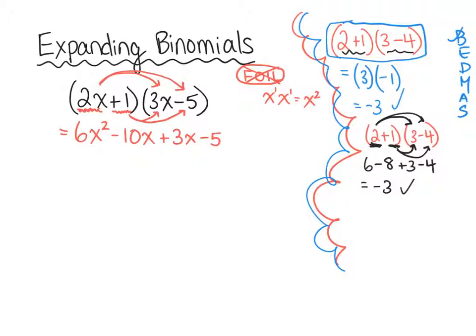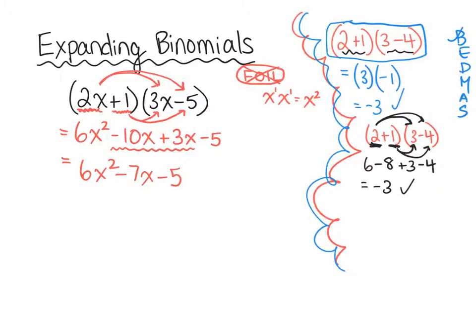And that's it. So you multiply the two binomials together. And now all we have to do is collect our like terms. And it looks like just our two middle ones. So -10x plus 3x. So we can write 6x squared minus 7x minus 5.